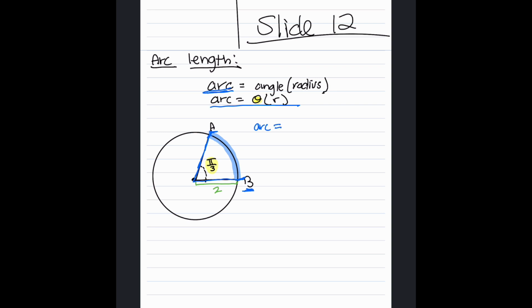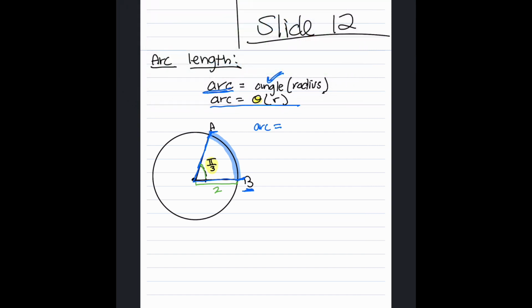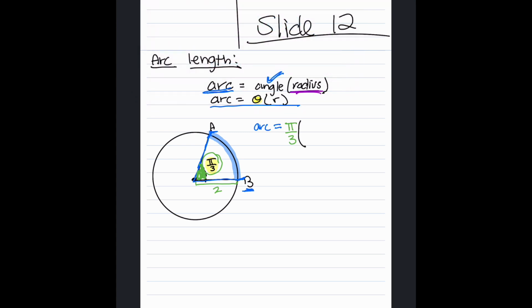That arc is equal to, and I'm following this, the angle. So the angle is right here, the pi over 3. So the arc is equal to pi over 3 multiplied by the radius, which was 2. From the center to the outside is 2.